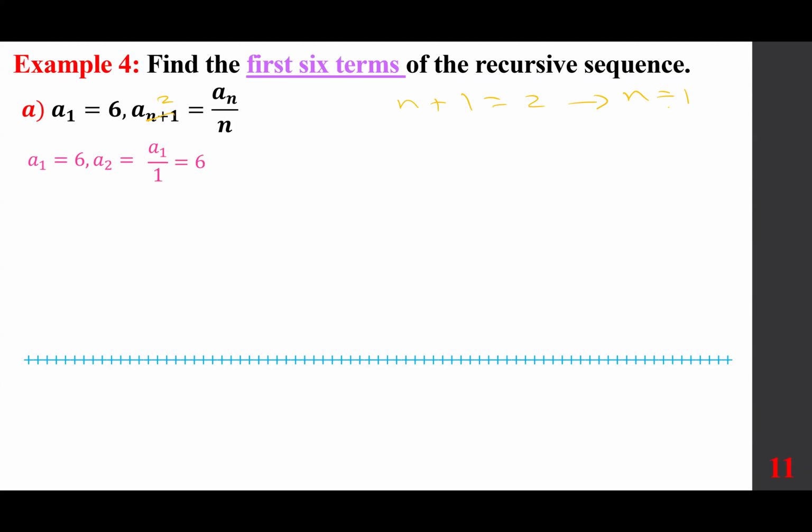Now, if I want this one to be 3, n plus 1 is 3, then n is 2. The previous one is a sub 2. So a sub 3 is a sub 2 divided by 2. 6 halves, 3.